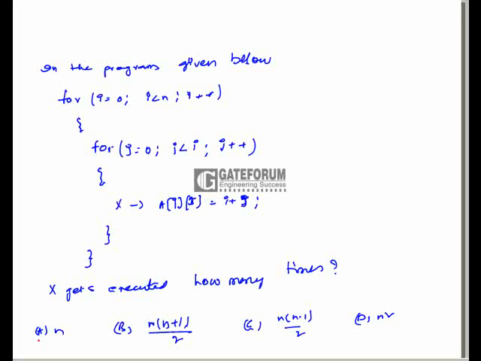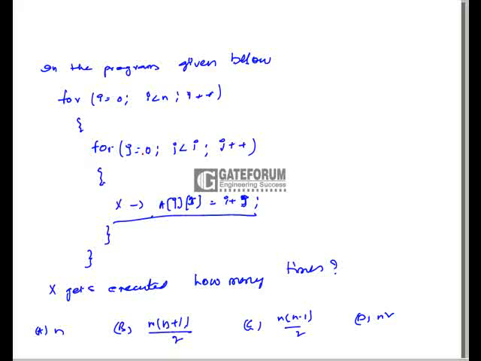A program is given, and in that program we have to find how many times this particular statement is executed. So if we take n is equal to 1, here i is less than 1, as i is equal to 0. When n is equal to 1, in this for loop i is equal to 0, i is less than 1. So this condition is true, and it will go to this loop.